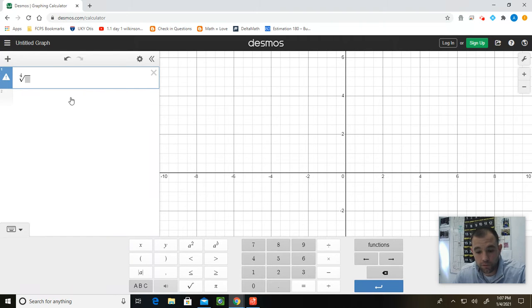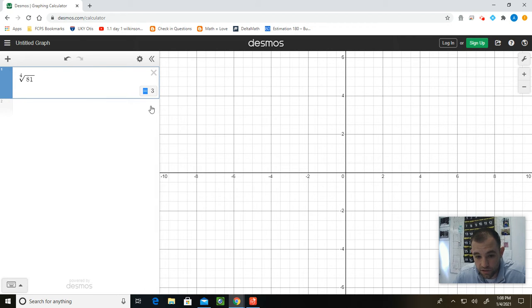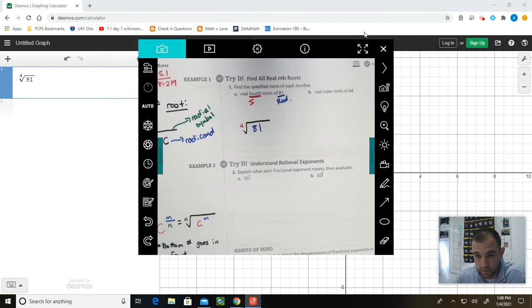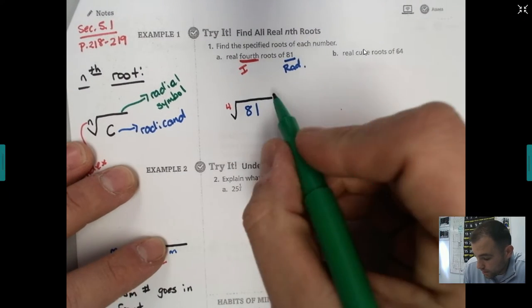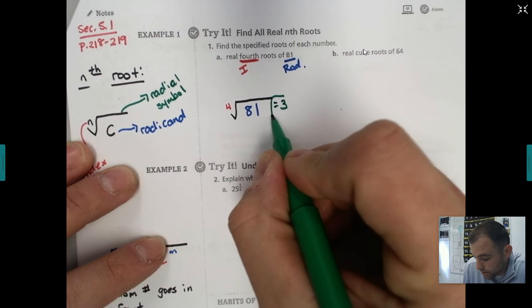We wanted the fourth root of 81, and it tells us what our answer is right here. It tells us that our answer to this problem is 3. So I now know that the answer to this equals 3, and we're done.